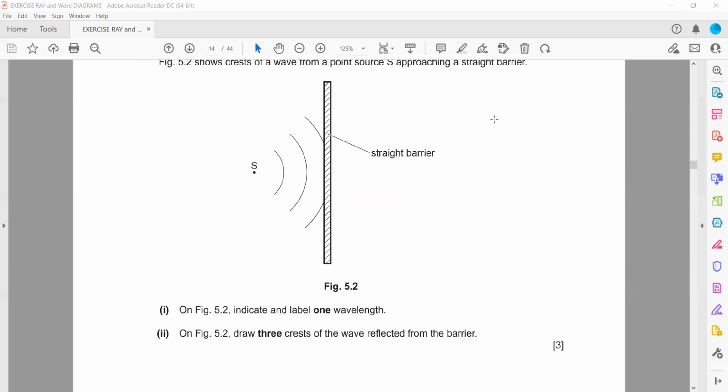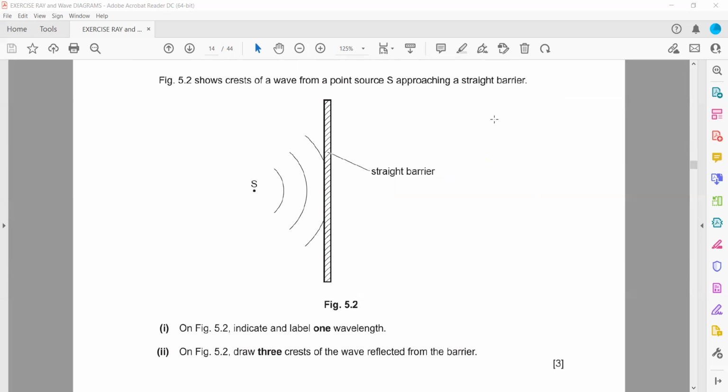Figure 5.2 shows a crest from a point source approaching a straight barrier. On the figure, indicate and label one wavelength. Wavelength is the distance between two successive crests, or the distance between two successive wavefronts is also known as wavelength. So that is lambda. On figure 5.2, draw 3 crests. When the wavefront strikes, we have to draw the reflected ones. So when it bounces back, these are the 3 reflected wavefronts. As the waves strike the barrier, the wavefronts bounce back.